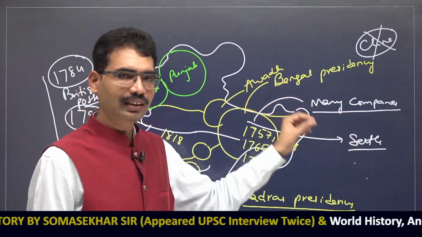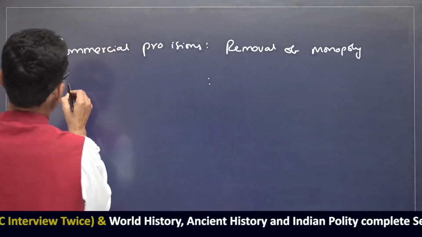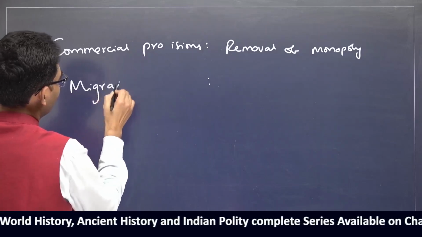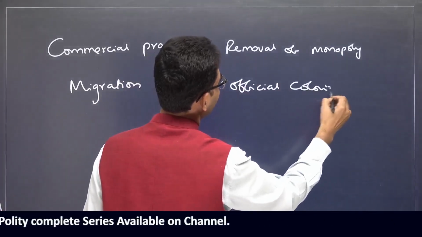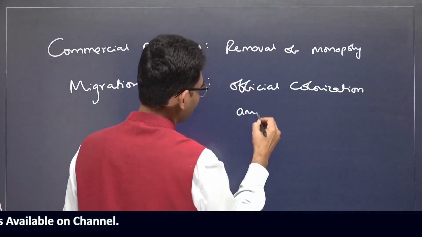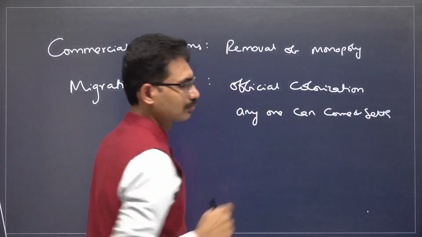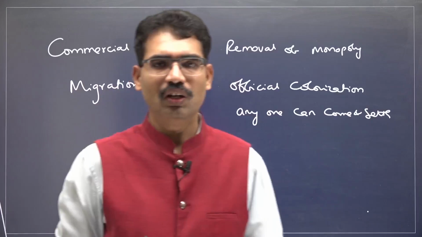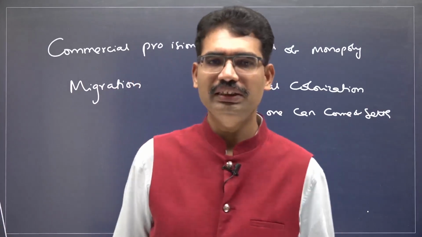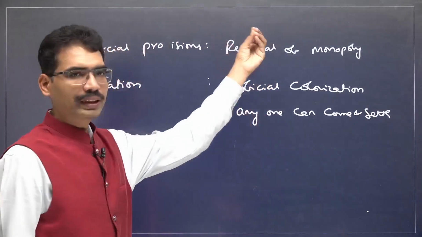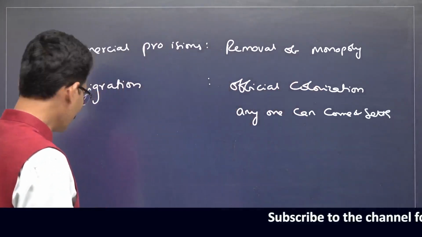They can purchase land and they can settle here. That's what official migration, official colonization means: anyone can come and settle. There was no ban on the British citizen to come and settle in India. That's what the official colonization is starting. Monopoly done. Any person can come and settle here. That's what migration.